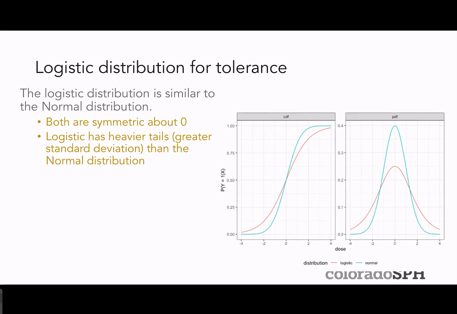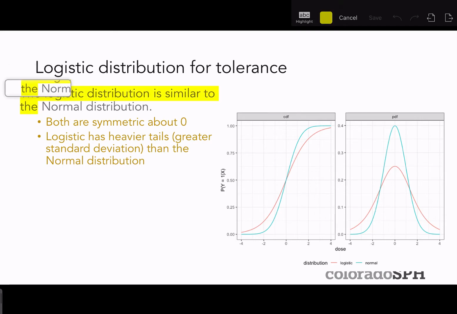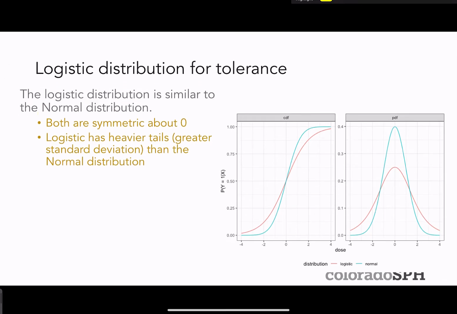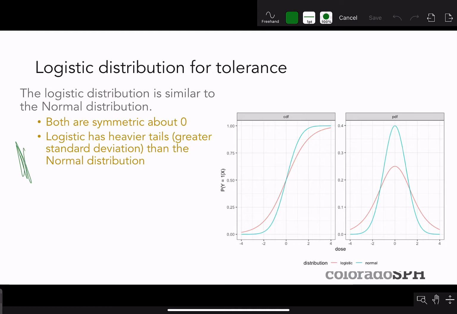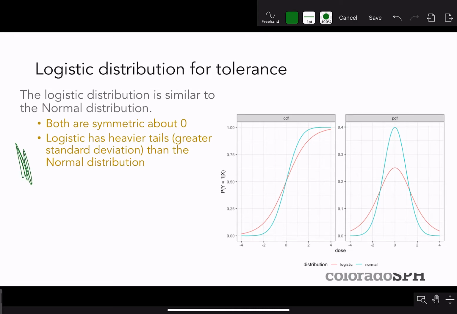So what about using the logistic distribution for tolerance? In the previous examples, a couple of slides ago, I showed you using the normal distribution for tolerance, which leads to the Probit link and Probit regression. The logistic distribution is an actual distribution that you can put on your data that's similar to the normal distribution. They're both symmetric about 0. The logistic distribution has heavier tails than the normal distribution, however.